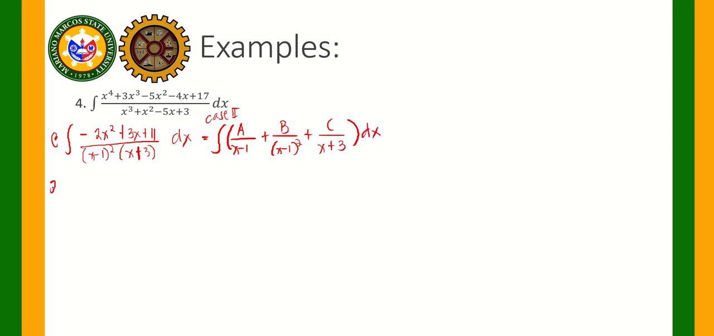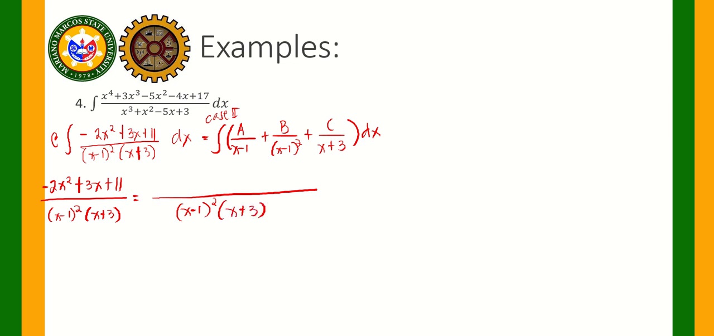Okay, so this will be equal to negative 2x squared plus 3x plus 11 all over x minus 1 squared times x plus 3 equal to LCD natin. This will be equal to x minus 1 squared times x plus 3. And then we have a here. Multiply natin kay x minus 1 and then x plus 3 plus b times x plus 3 and then plus c times x minus 1 quantity squared. So, of course, this will cancel.